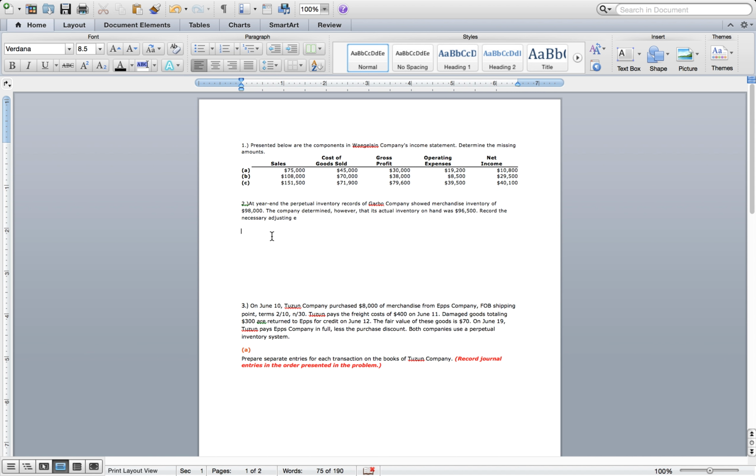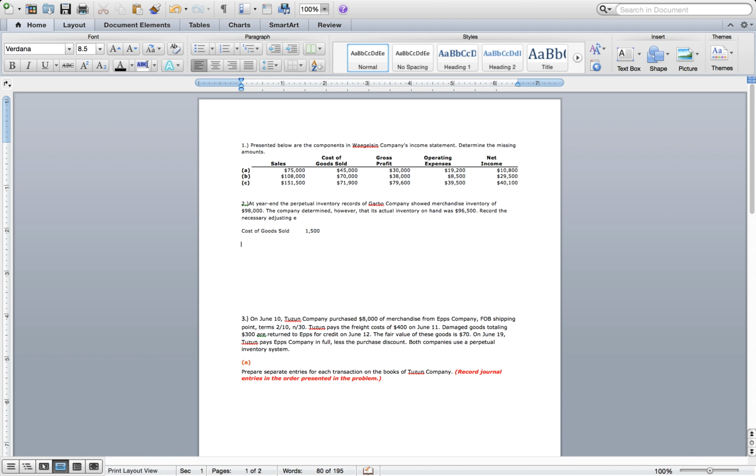The next one. Number 2 says, at the year end, Garbo showed merchandise inventory of 98,000. Except you determined your actual inventory was 96,500. So you have to make an adjusting entry here. Okay, so to make an adjusting entry, you want to start off by debiting cost of goods sold. And you would debit it for the difference. If you take the 98,000 minus the 96,500, it would be $1,500.